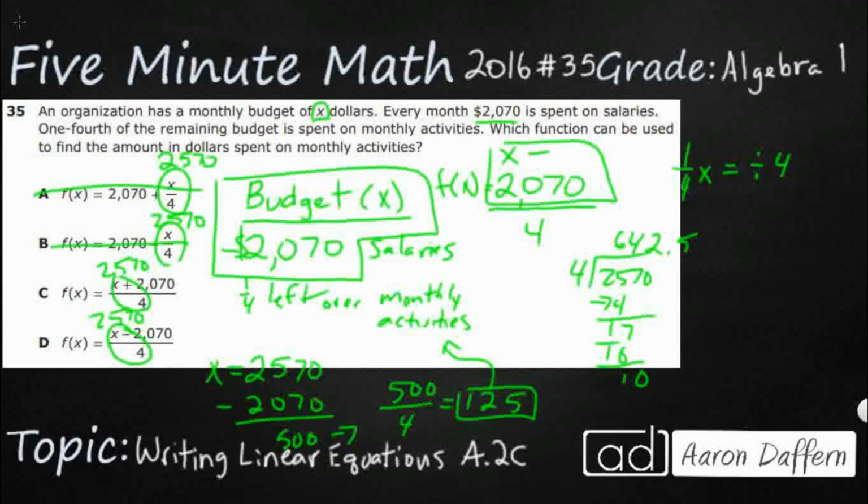No. And then this is taking that and adding the 2070, which is spent on salaries. So that would end up being huge. That'd be 4640 divided by 4, so that'd leave over $1,000. The only one that's going to get me close, look at that, D. I'm going to take that 2570, subtract the 2070, leaves me with 500 divided by 4. There's my 125. So my answer is D.